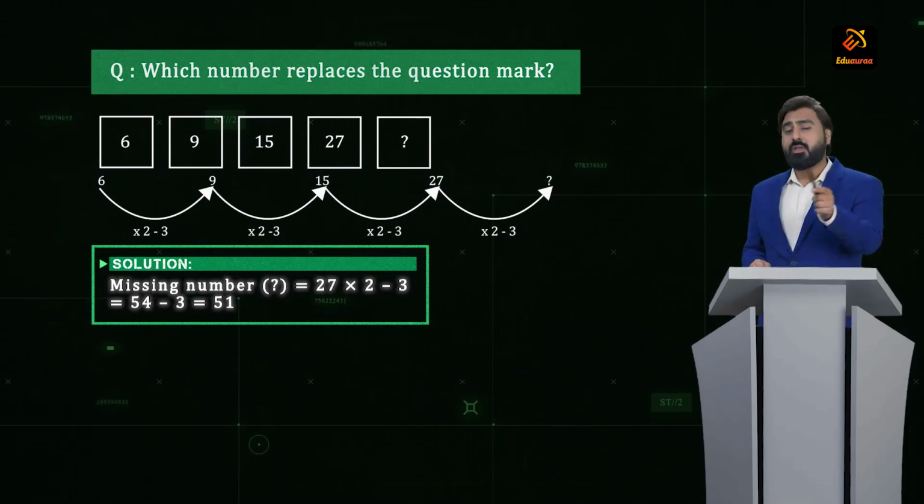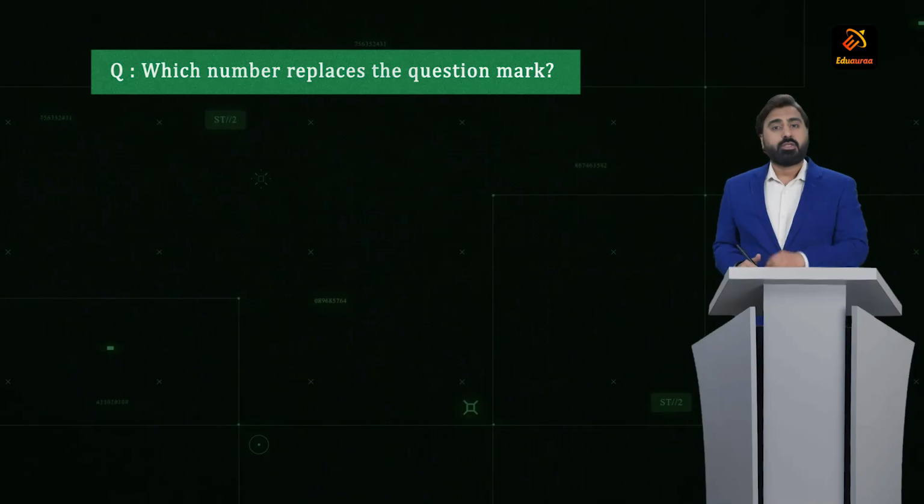That means, what is the missing number? 54 minus 3, which is 51. End of your sum.